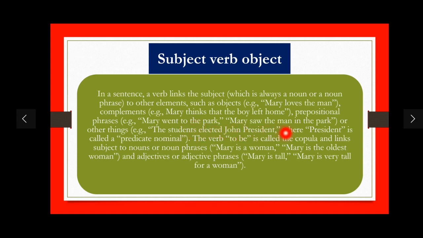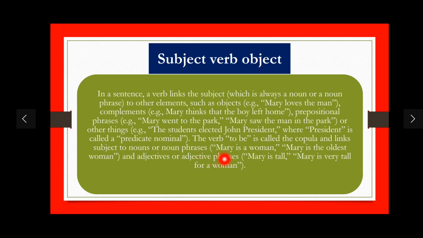Mary saw the man in the park. Also, saw is a verb. Mary is a subject, which is a noun. So the verb saw links Mary with the man in the park. We can see a prepositional phrase. Or other things, e.g., the students elected John president, where president is called a predicate nominal. So the verb to be is called the copula and links subject to a noun or noun phrase.